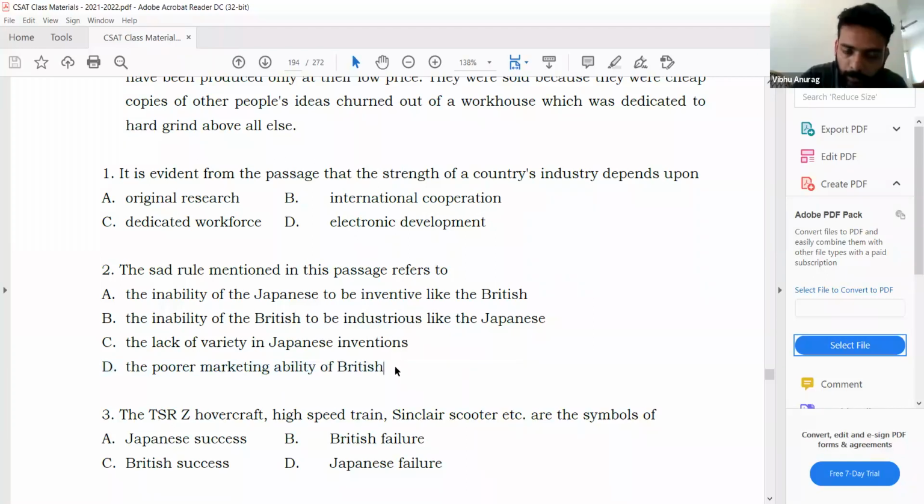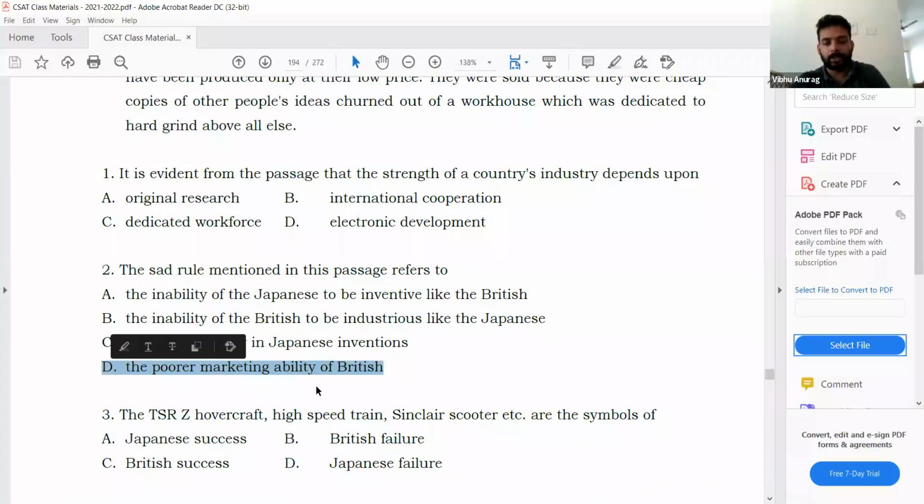Now, is this true? Is it definitely true that the Japanese were better than the Britishers at marketing? Is it so? Yes, that is the case. So D cannot be wrong. Yeah, D is a very strong option. I'll go for D. This is what you do when you are not sure of words. B is doubtful because I don't know what industrious is. So I'll go for D. Okay, this is how you solve it.